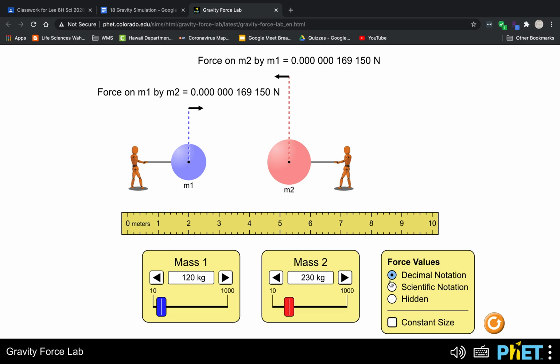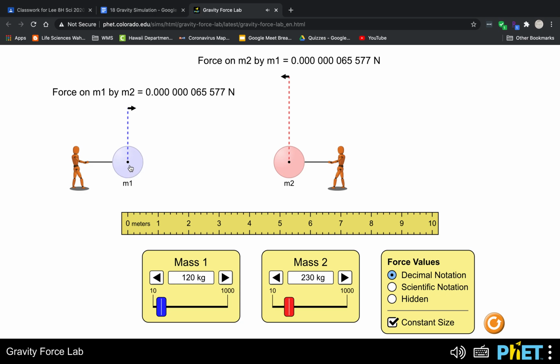One thing I do want you to do, though, is have the checkbox next to constant size checked on, because mass actually shouldn't change the size of the ball here. It should only change the density of the ball, which they did a really good job of. If you increase the mass, you'll see that it gets darker because there's more molecules in there. And when you decrease the mass, it gets lighter because there's fewer molecules in there.